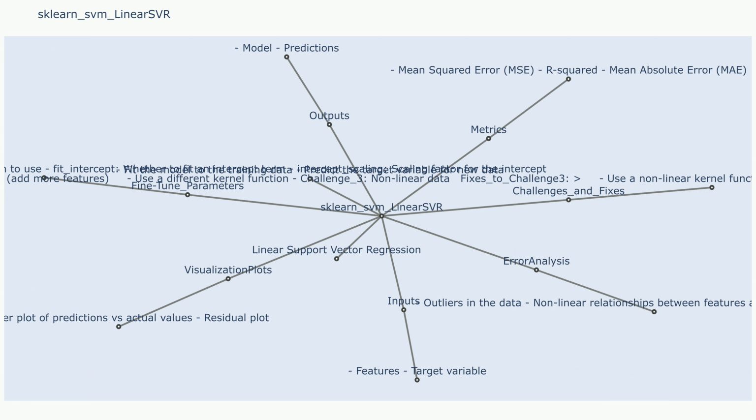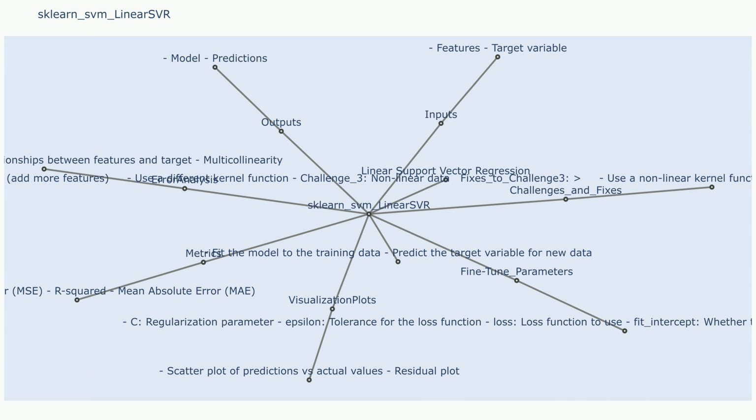Fixes to challenge 4. Outlier detection. Identify and remove outliers using appropriate methods. Robust regression. Use robust regression techniques that are less sensitive to outliers.